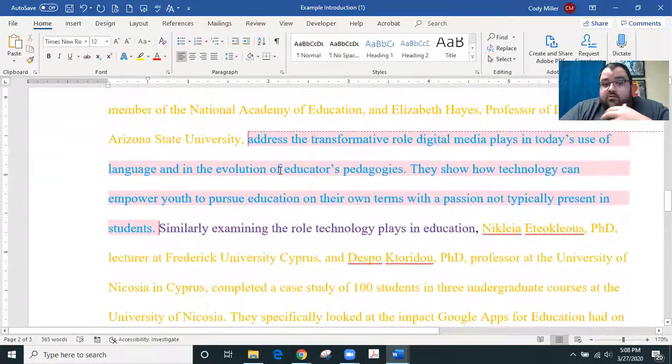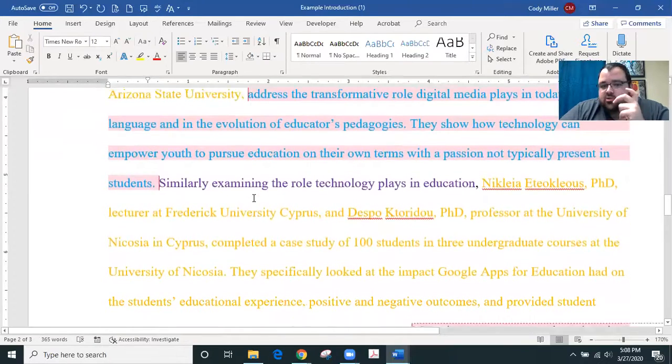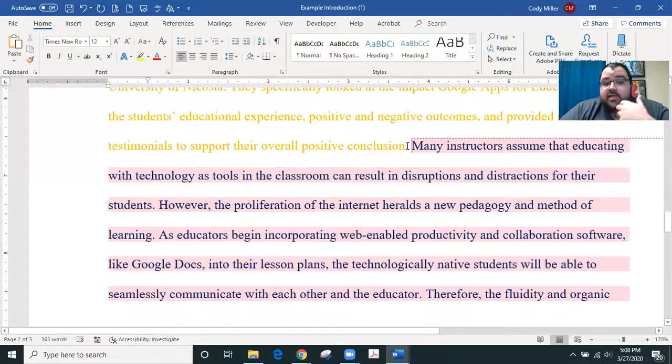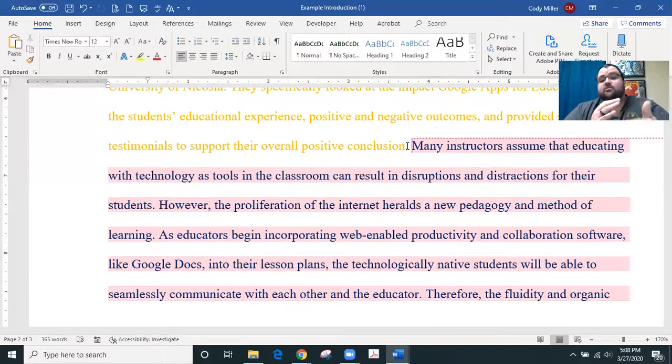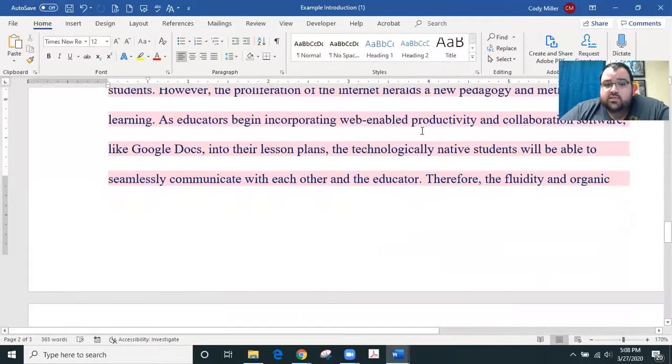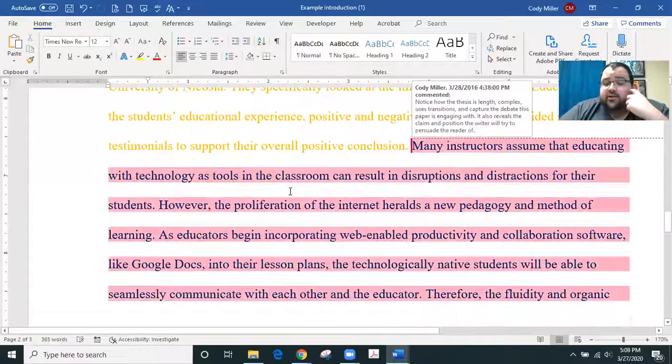And then they transition in the middle of those to help us understand that these two things are related to one another. And then we get that debate, which is right down here where it says many instructors assume that educating with technology as tools in the classroom can be disruptive, and that they are disruptions and distractions for their students. However, notice that we get that transition. We're now moving into the thesis. We're moving into essentially the student's stance about their topic, which is technology in the classroom is not a distraction and disruption when it's used properly and can be used through collaboration. Okay, so you'll notice that we've got some transition words in that thesis as well, but the thesis generator can help you through that part.